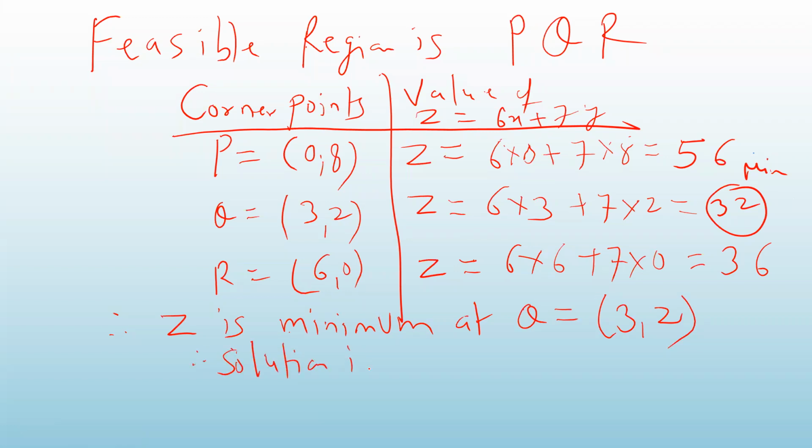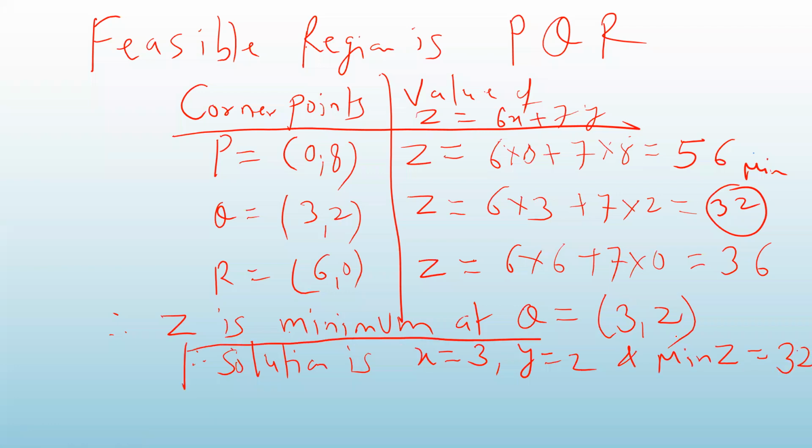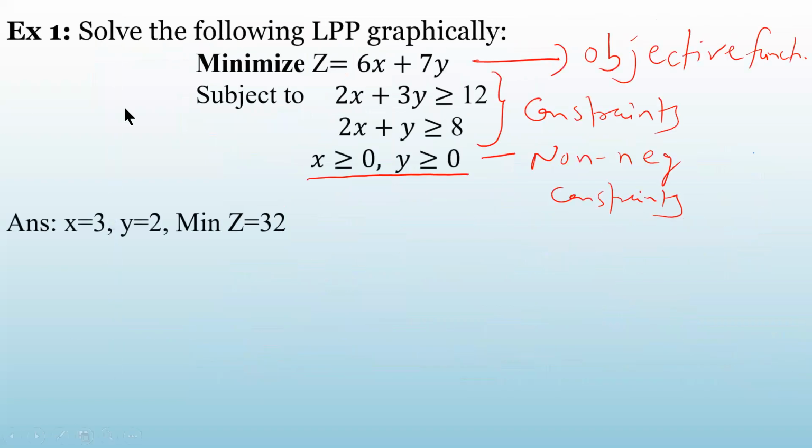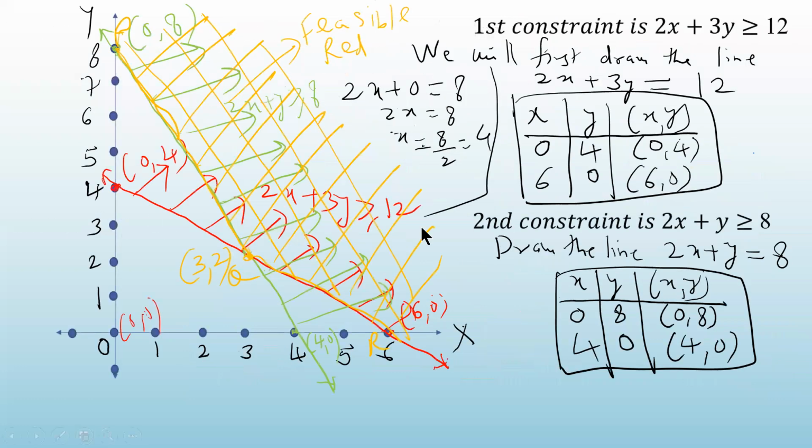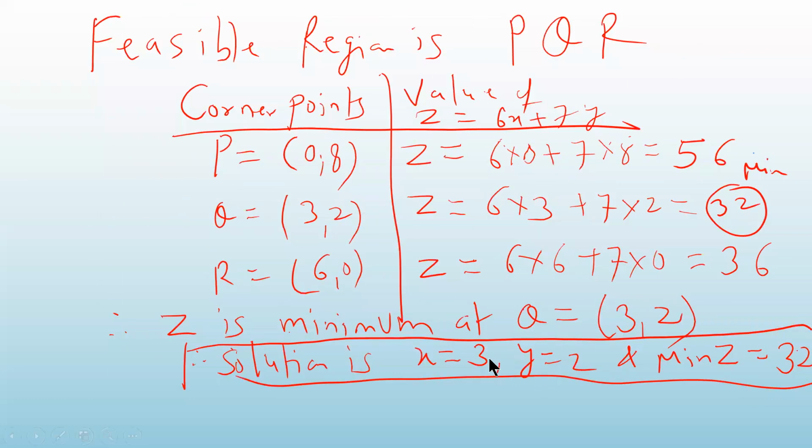So what is the solution of this linear programming problem? The solution is x equal to 3, y equal to 2. And what is the minimum value of Z? It is 32. I have written x is 3, y is 2, and minimum Z is 32. So we got the answer. I hope you have understood. Any question, you can ask me.